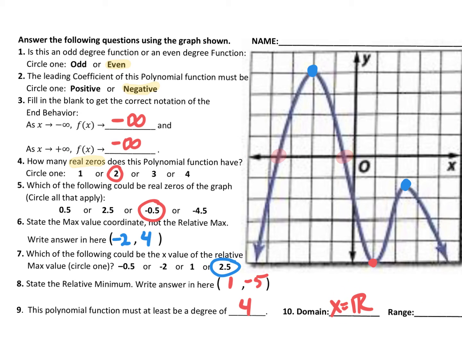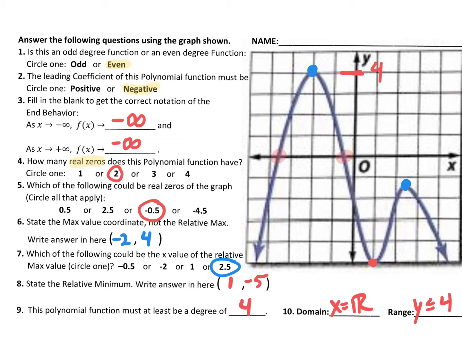The range are your y values. Does it go up forever and down forever? No, it doesn't. If it did have an arrow up here and an arrow down here, then yeah, you would say y equals all real numbers, but it doesn't. So how do we describe the range? Y is what? Y is less than or equal to 4, the maximum value 4. Thank you so much. That is a correct answer.